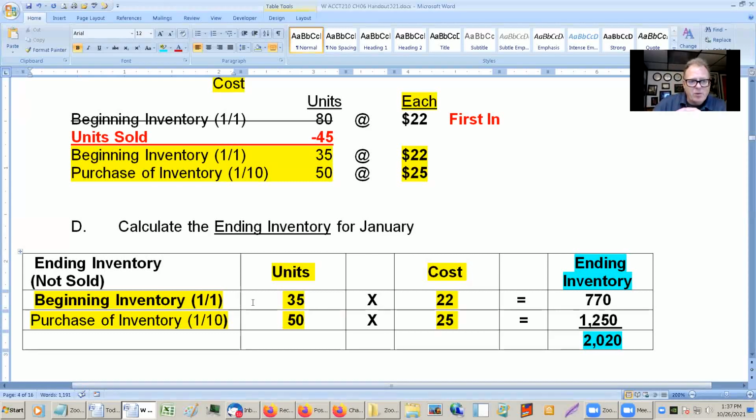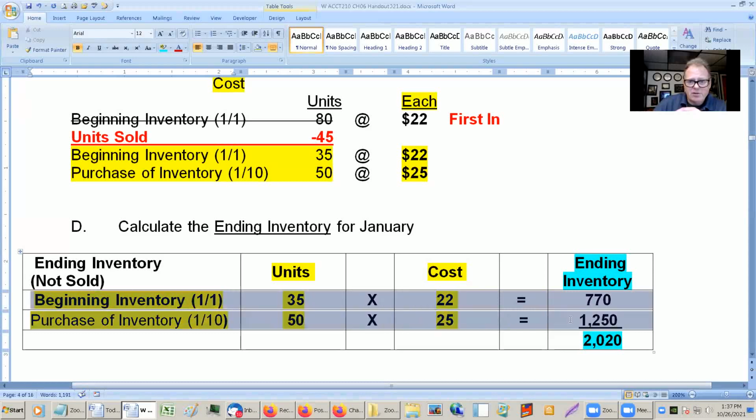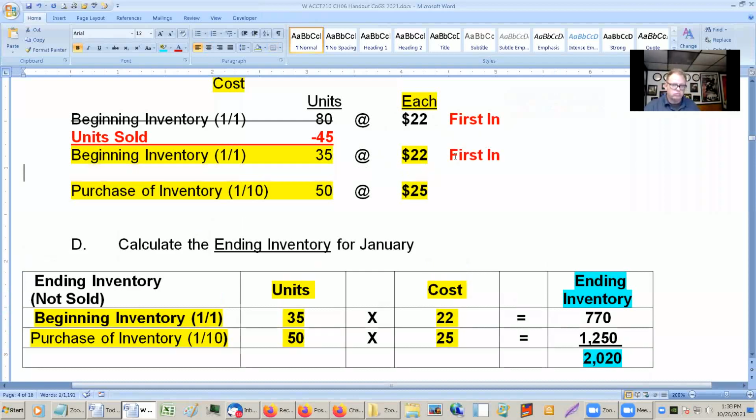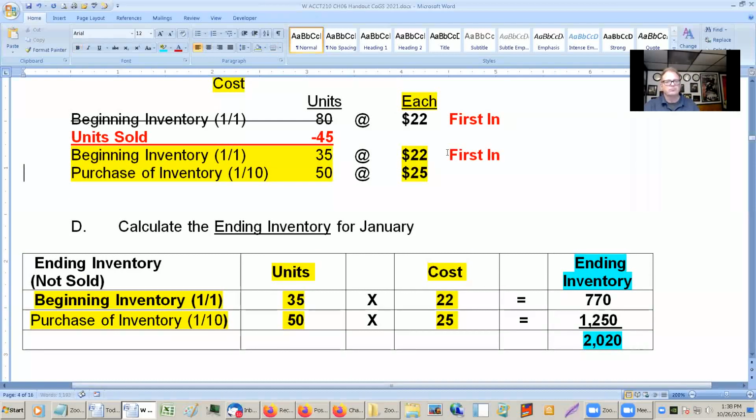Starting in the next period, we would have these two layers still sitting there. These would be the first two layers. This would still be the first ones in. This would become the new first in for the next period. And after those 35 are sold, then you go into the 50 and so on and so forth.